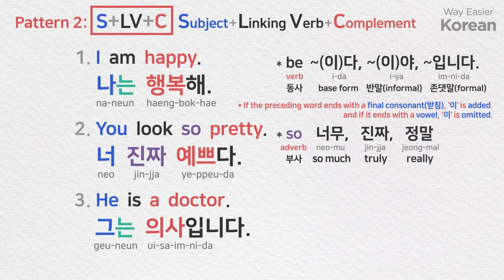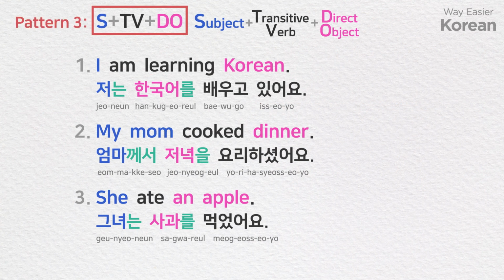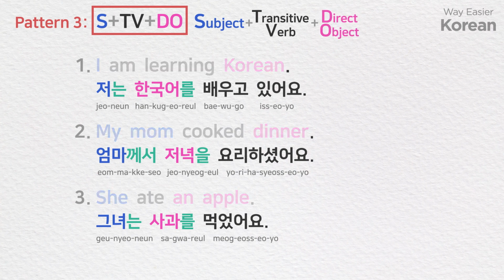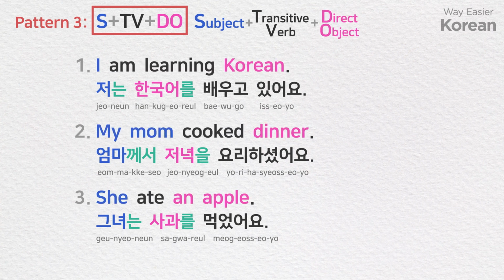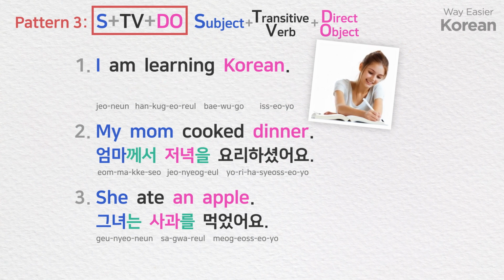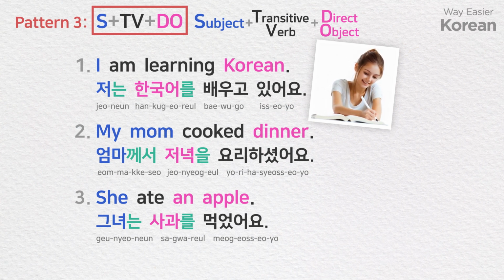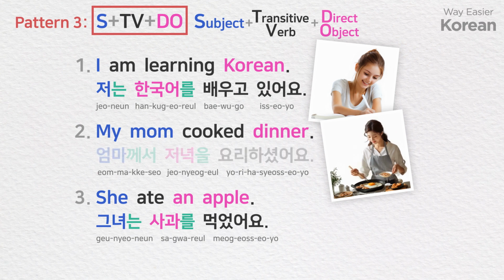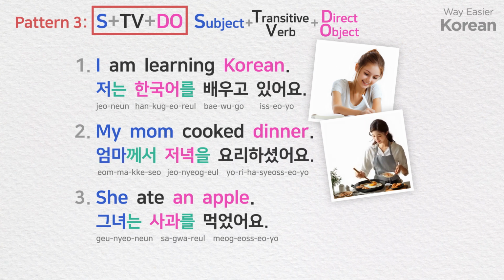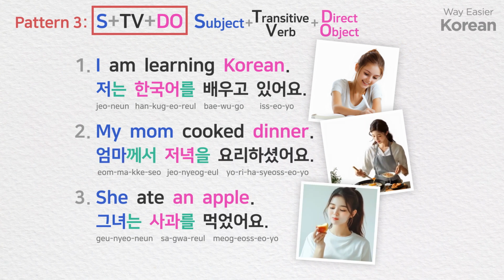Next, the third basic sentence pattern in English includes a subject, a transitive verb, and a direct object. Transitive verbs need a direct object. These sentences usually answer the questions starting with what. Now, let's practice sentences in pattern 3. I am learning Korean. 저는 한국어를 배우고 있어요. My mom cooked dinner. 엄마께서 저녁을 요리하셨어요. She ate an apple. 그녀는 사과를 먹었어요.